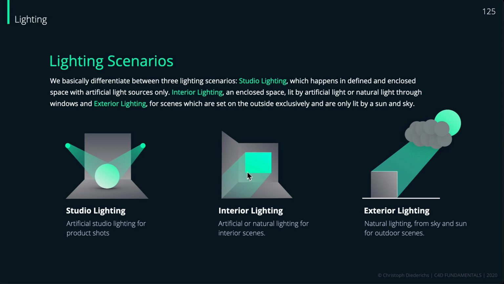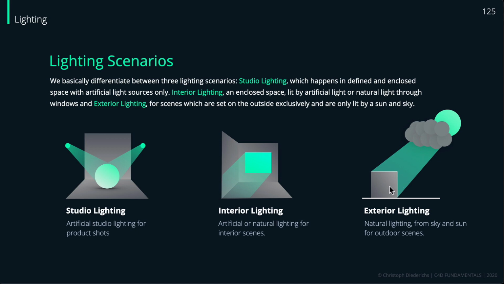And usually we use windows to get the light into the scene, or maybe also a bit of artificial lighting in the room, but basically it's a combination of both of this. So in this scenario, we would rather visualize an interior setup, and in the studio setup we would most probably visualize a product or something like that.